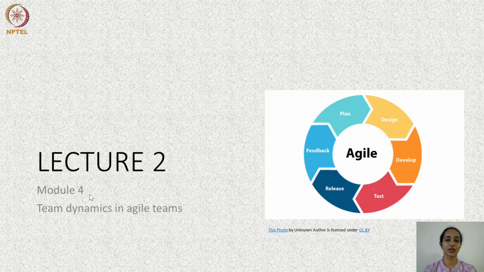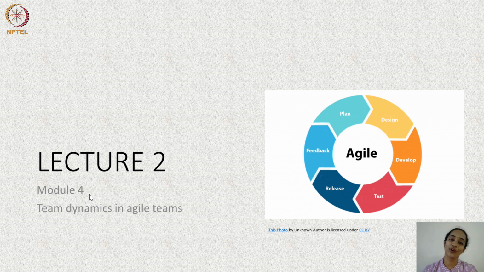Welcome to lecture number 2 of module 4. In the previous lecture, we saw what is Agile methodology. We looked at the principles and values of Agile. Then we looked at what are Agile teams and some of its common applications across different industries. Finally, we looked at how we can design effective Agile teams. We looked both at composition and structure so that we can create effective Agile teams.